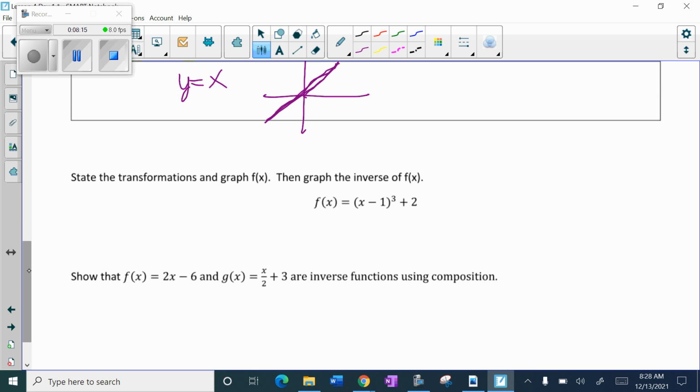So let's start with this one. So let's state all the transformations of the graph. So we should be super good at this. So we're going to go right 1 and up 2 from our original parent function.